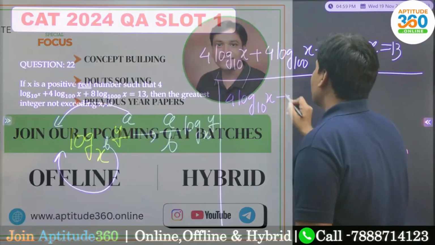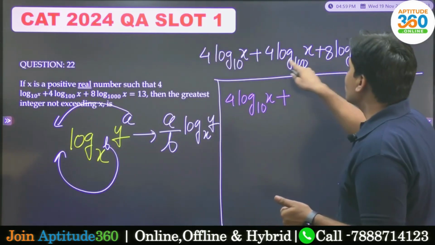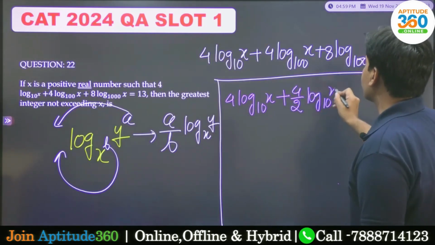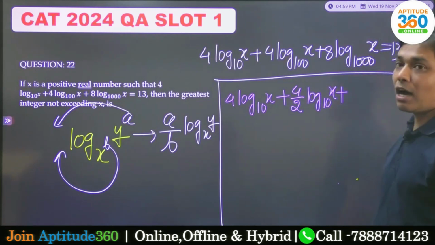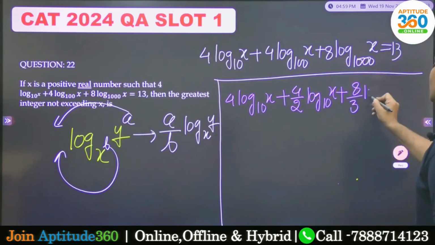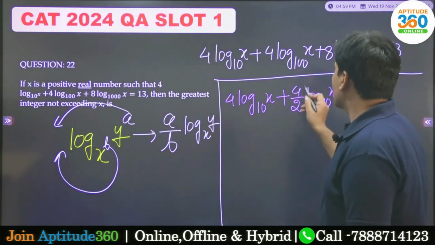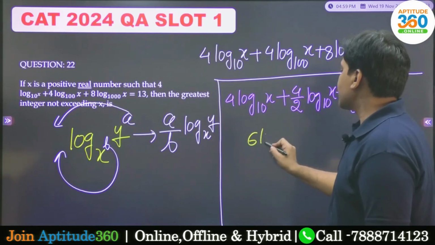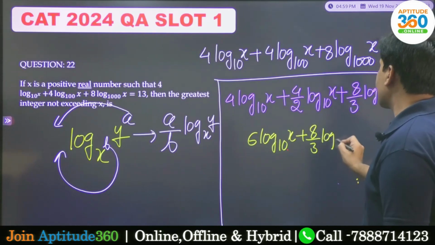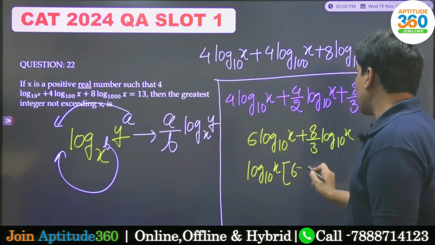4 times log x plus. So this is what? 100 is what? 100 is 10 square. If it is square, it will come in the denominator, so that is going to be 4 times 2 log 10x. And then since 1000 is 10 raised to 3, 3 will go in the denominator, that will become 8 over 3 log 10x. So what is the next thing that you can do? You can take out, so this is 4 plus 2, 6. This is 6 times log 10x plus 8 by 3 times log 10x. You take out log 10x, and it will become 6 plus 8 over 3.